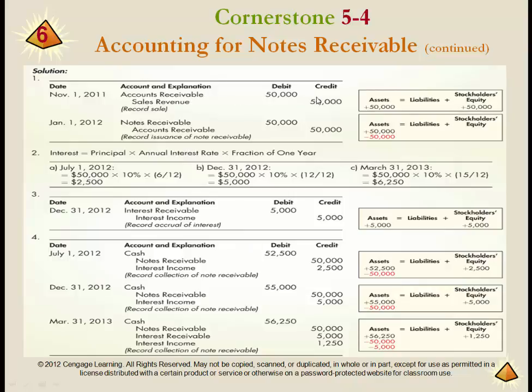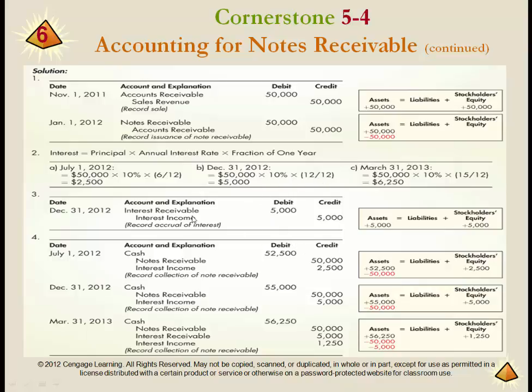You'd made a sale, 50,000. And they said, wait a minute, I can't pay. They said, will you convert that to a note receivable? Sure. So the company converted it to a note receivable. And then what happens is they have interest income on that note receivable. It looks like it's 10% per year. So there's principal times 10% times 12 months over 12 months, so 1 year, and it's $5,000.